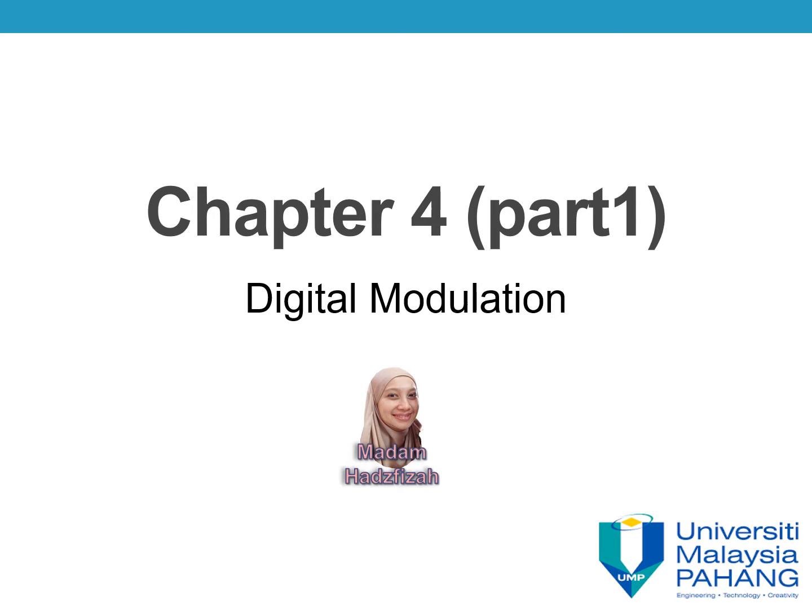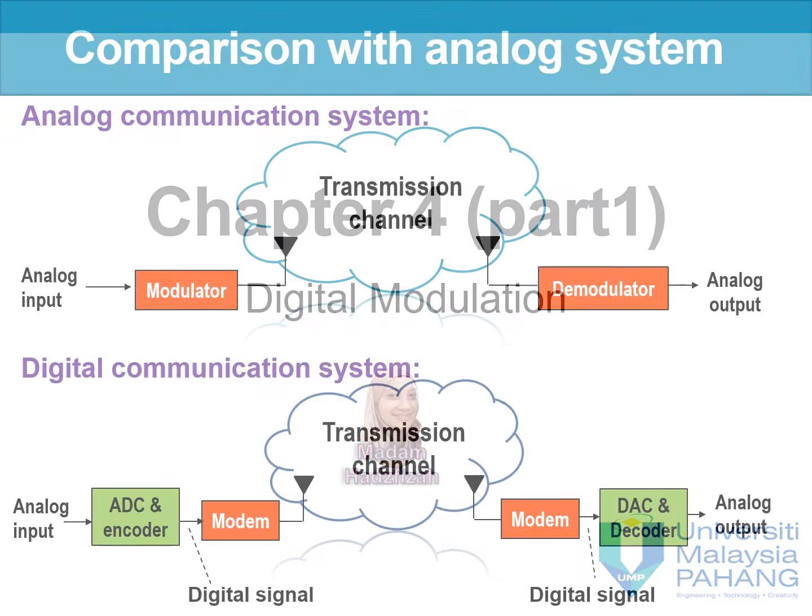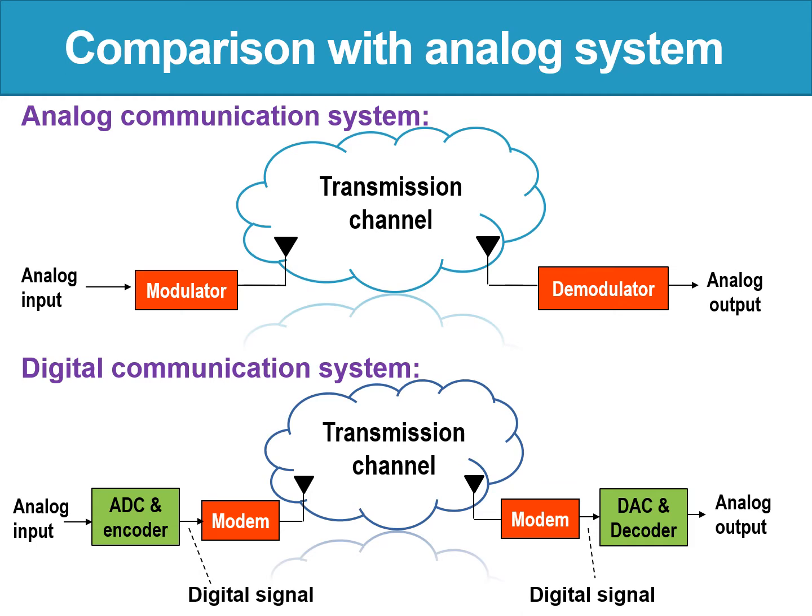So here is chapter 4 part 1, digital modulation. This is the comparison with the analog system as in chapter 3. The first one is the analog communication system. We have analog input and analog output. Here we have the modulator and demodulator. For the analog input, as you know, we have AM, FM, and PM for the modulator and demodulator.